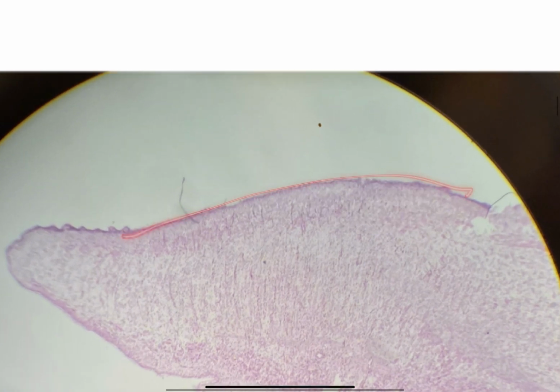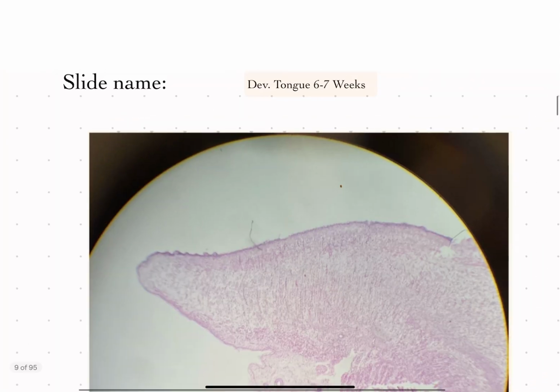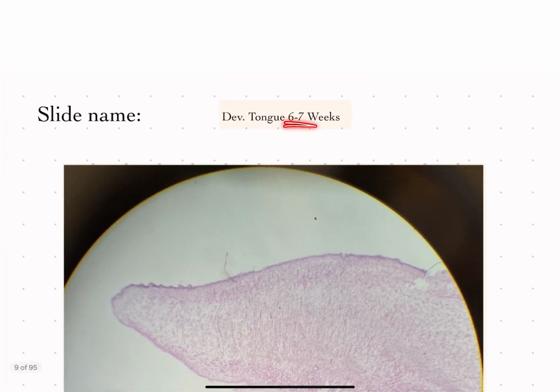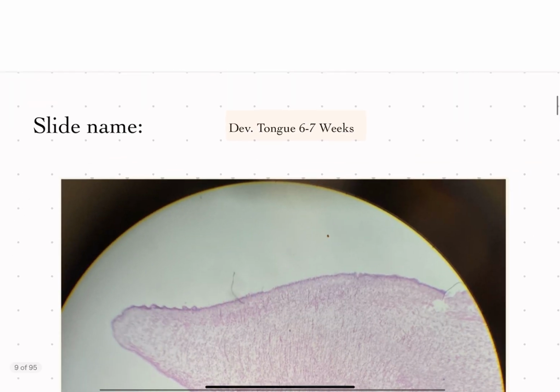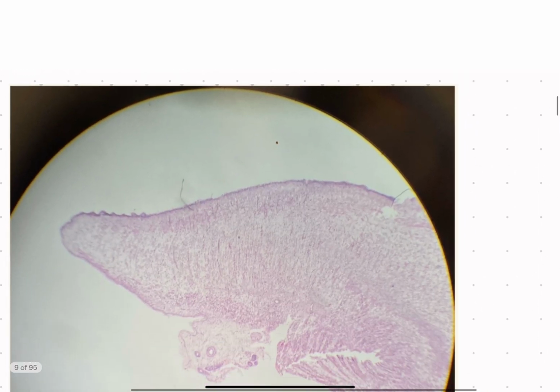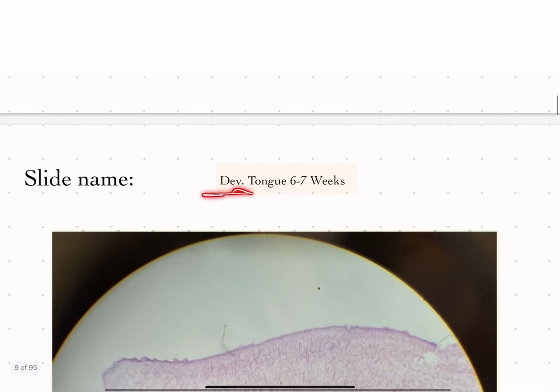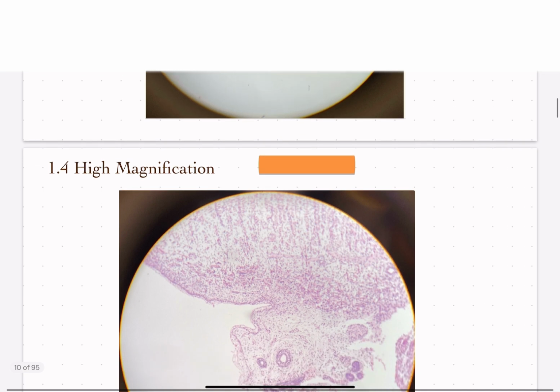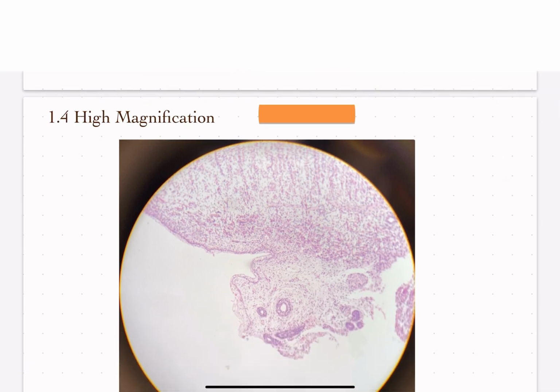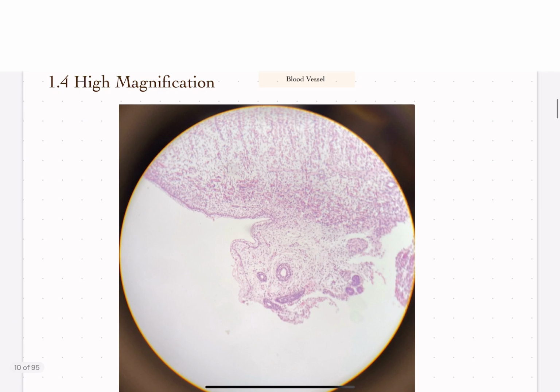Instead, if it's this smooth, now let's again ignore this part. If the majority of it is smooth, then it's 6 to 7 weeks old. If it's not smooth and most of it has these papilla protrusions coming out, like here, then it would be an 11 to 12-week-old tongue. And also you have to write in "developing" before the actual slide name, or else you lose the points.